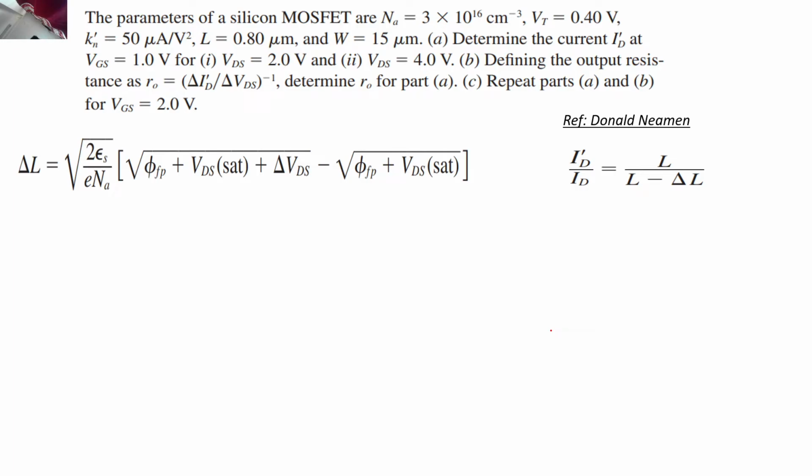The parameters of a silicon MOSFET are given: the acceptor concentration, the threshold voltage, and the transconductance process parameter Kn dash. The width and the length have also been given to us. Now they are asking to determine the current ID at VGS equal to 1 volt, for VDS equal to 2 volts and for VDS equal to 4 volts.